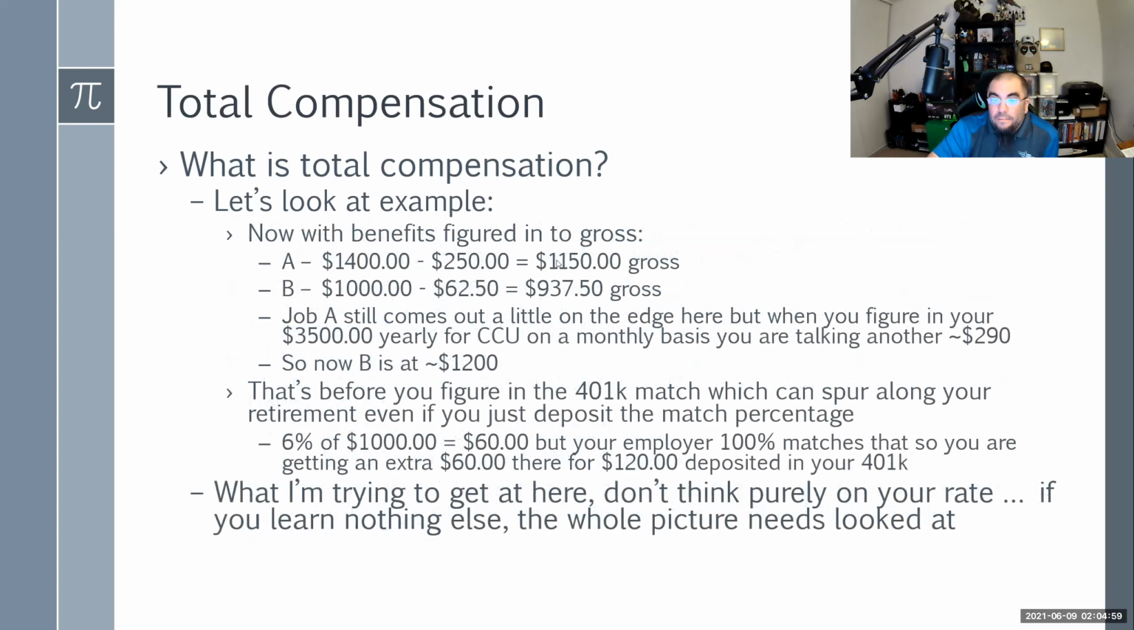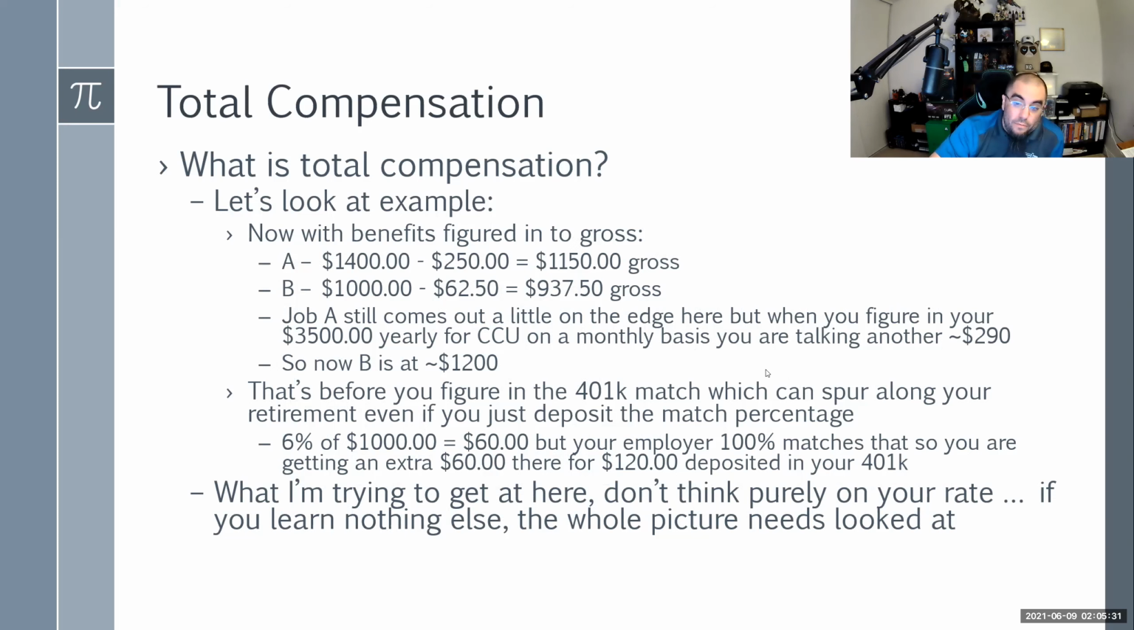So if you figure those benefits into gross, right? $1,400 minus $250, because you're paying everything out of that paycheck, well, that's $1,150 gross. Well, for the other one, you're only paying 25%, so you're now at $937.50. So job A still comes out a little ahead, right? But you forgot about the fact that with job B, you get $3,500 a year on CCU, which is another monthly about $290. So now job B is at $1,200.